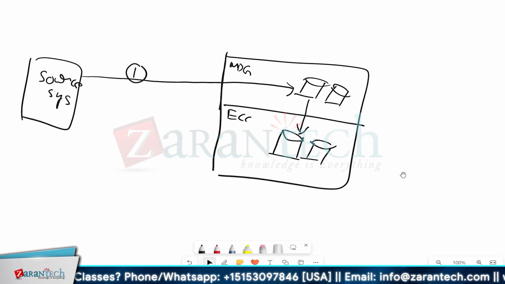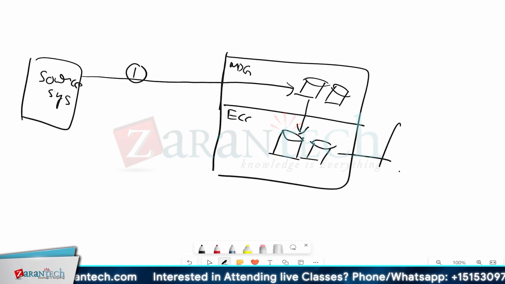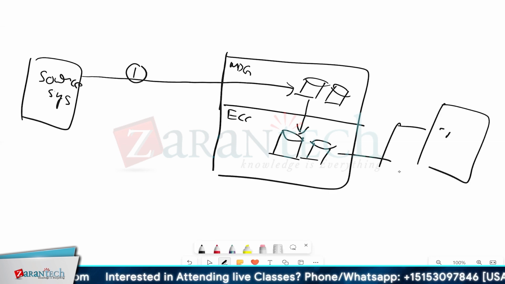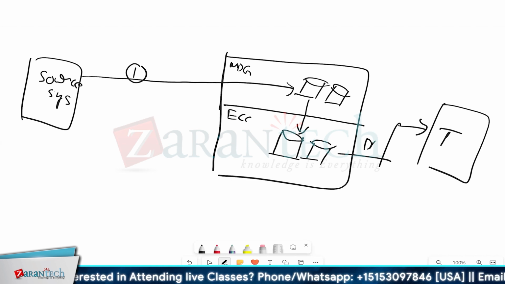So when you say staging area, that means whatever data is coming from the source system will go to your MDG layer. In the MDG layer, it will create a CR, and that CR will go through all the business rules, your governance, approval process, everything. Finally, once the CR gets activated, that is the only time your data will be available in your ECC active area. And from here, your DRF framework replicates the data to the target system. So this is about 1.